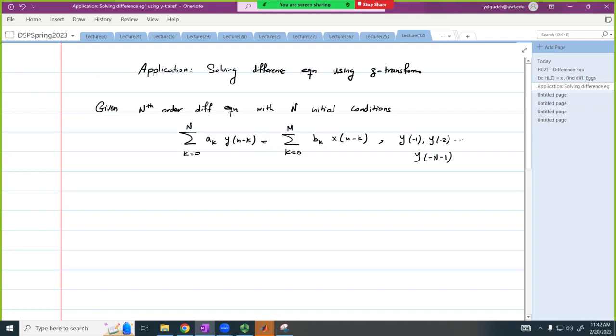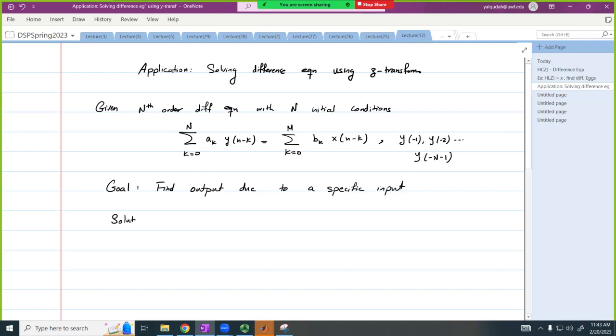Okay, so our goal is I want to find the output due to a specific input. Is that clear? Makes sense? I mean, this is similar to differential equations. When you have a differential equation, you want to solve it for a given input. Okay.